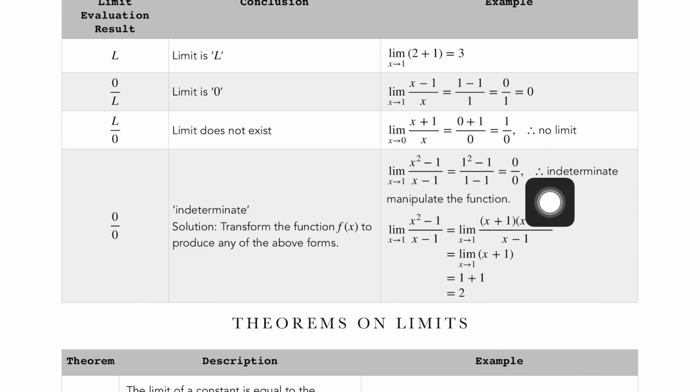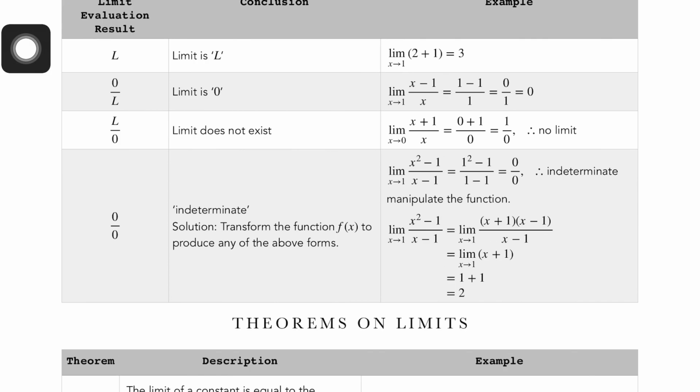But we're not going to stop there, because as a solution, we're going to transform the function f of x to produce any of the above forms. If the result is indeterminate, we transform the given function in order to produce any of the above results. If it is an algebraic function, we algebraically manipulate the function. And if it is a trigonometric function, we use identities, in order to produce any of the above forms.